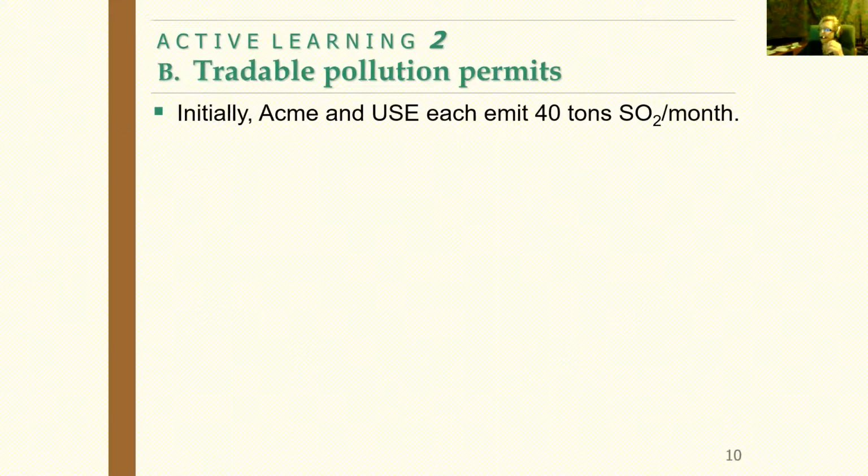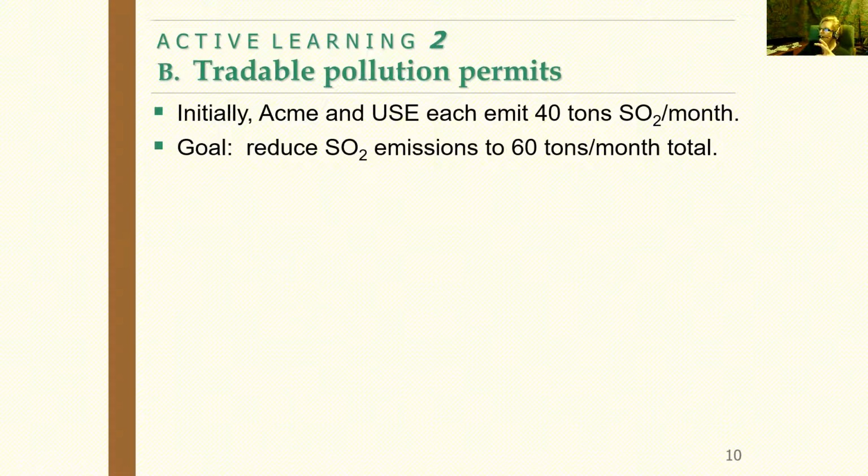Okay, now let's walk through tradable pollution permits. We still have Acme and US Electric. They're currently at 40 tons of sulfur dioxide per month. The goal is to reduce emissions by 25%, or to get it to 60 tons per month total. So notice there's a little bit of a different approach here because we're interested in the total for the industry. Okay, a little bit different focus here.